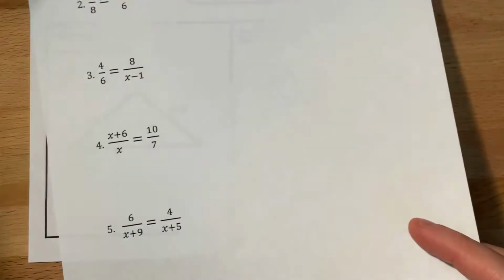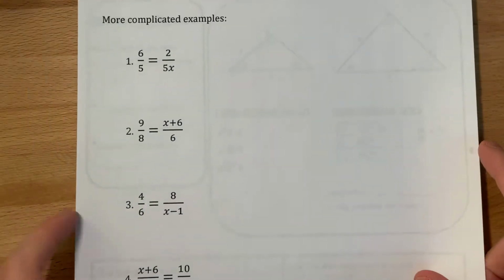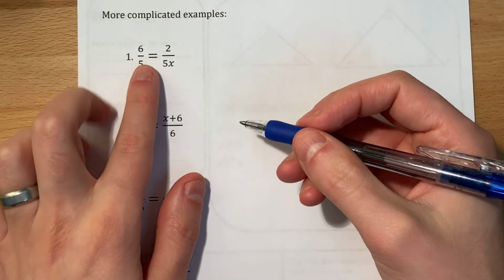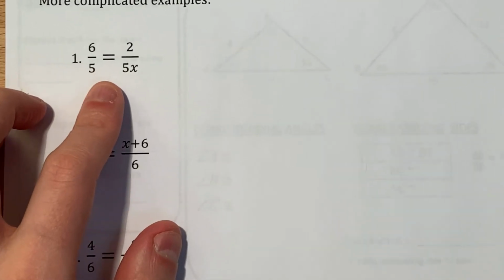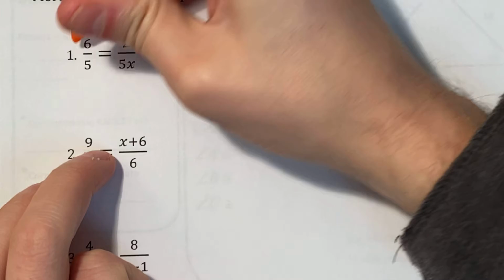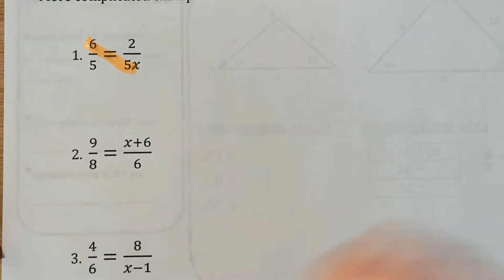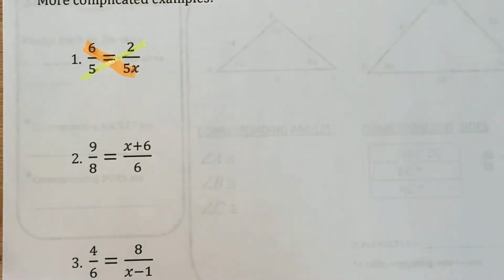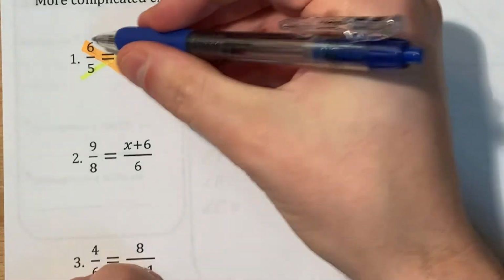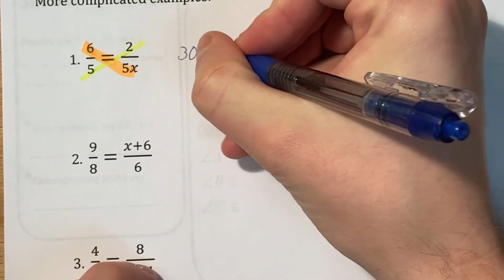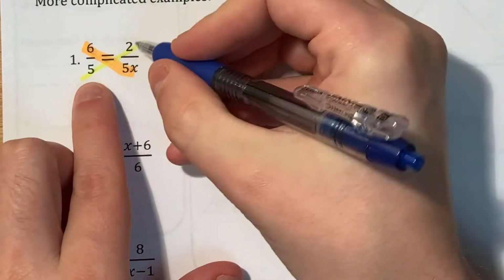Some practice problems. Unlike the previous ones, these have more than one thing. Like this has a 5x instead of an x, but you are still going to be cross-multiplying. It is still going to be 6 times 5x equals 5 times 2. So 6 times 5x is 30x, and 5 times 2 is 10.